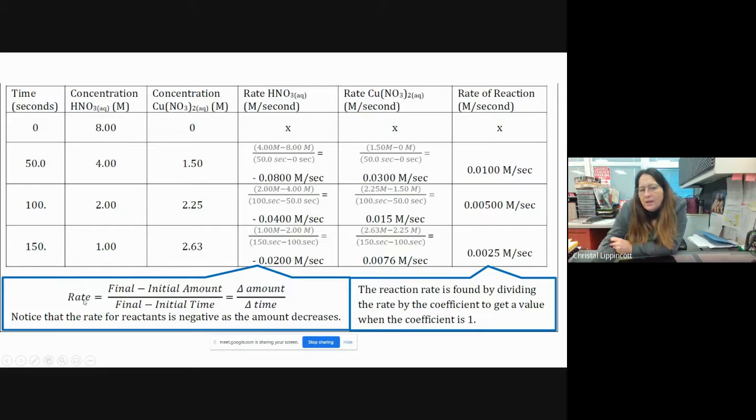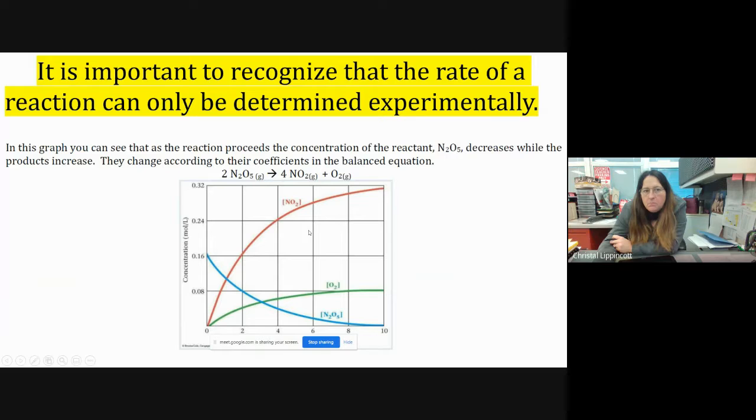So when we are looking at rates, you're looking at a final minus initial divided by the time final minus initial. And it's that change in amount divided by time that's going to give you the rate. Okay, makes sense? These things are going to decrease. These things are going to increase. It is important to recognize, and this is important, so that's why I highlight it in bright yellow, it is important to recognize that you can only do this experimentally.